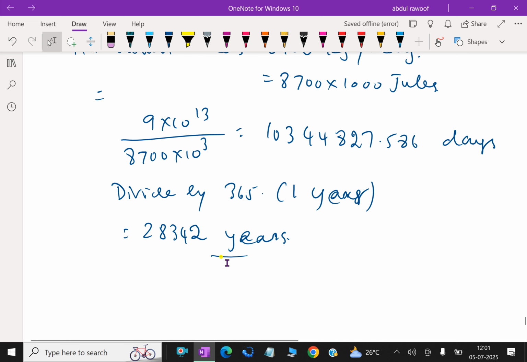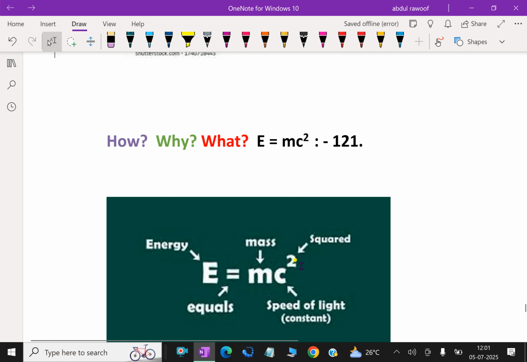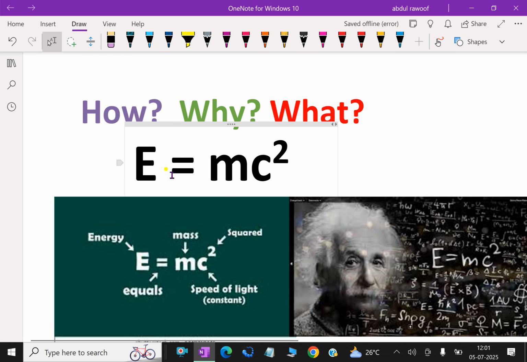So, very interesting. So far we discussed the mass-energy equivalence equation by Einstein, that is E equal to mc squared, a very famous equation. We also saw a little proof of it, and explained the important things.